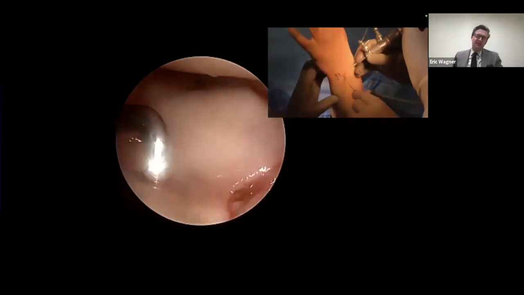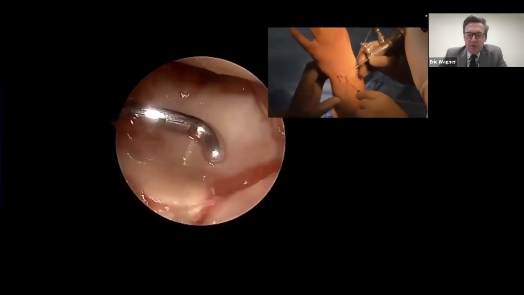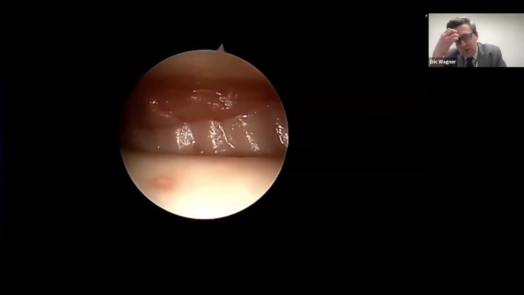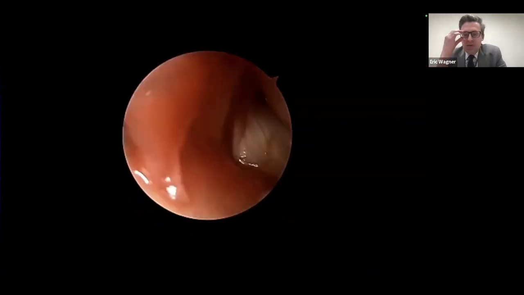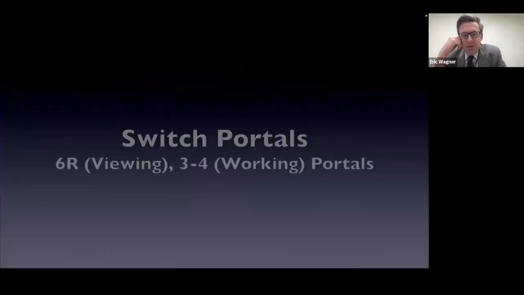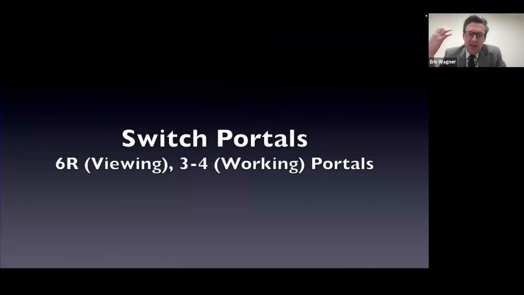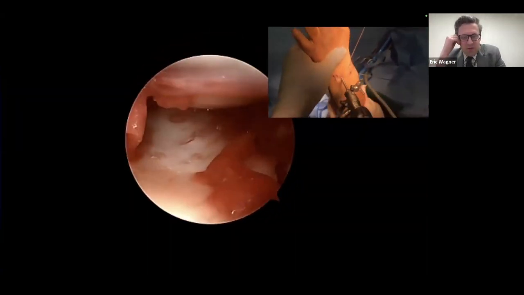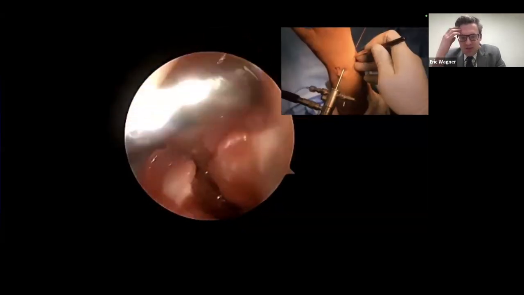Once I can see the fracture characteristics, I'm going to start playing around with this and probing, depending on what I need to do. You can use a probe. You can change your viewing to the 6R if you need to. The 6R will give you a little bit more of a landscape view and allow you to see a lot more of what you're actually trying to reduce and the different fracture characteristics.